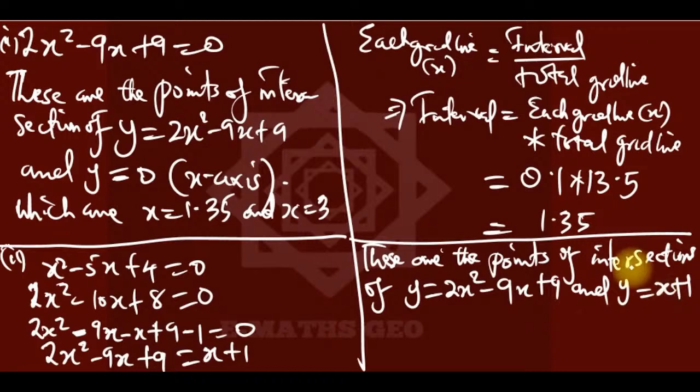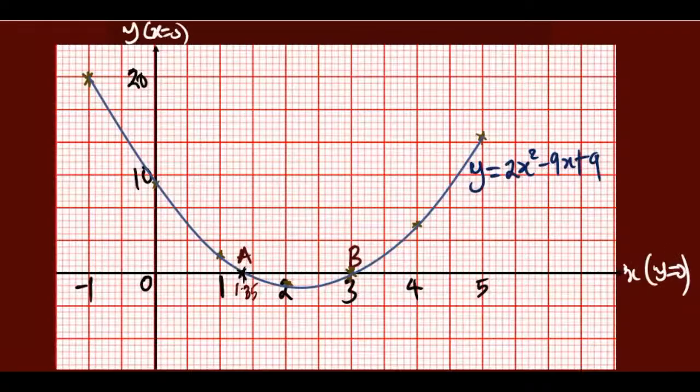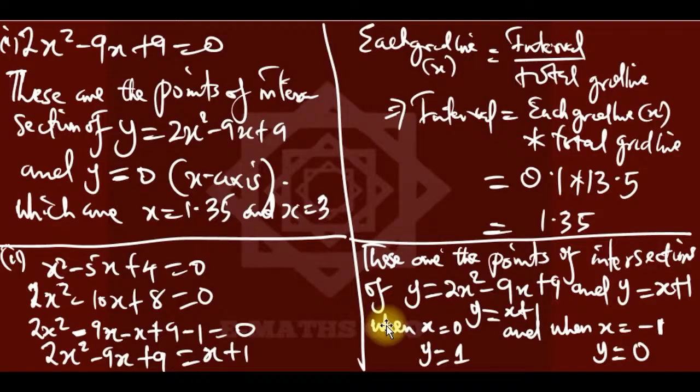So we want to get this line, that's y equal to x plus 1. So when x is 0, you see that y is 1 if you substitute. And when x is minus 1, you see that y is 0. So I think once we locate this and this, we'll get y equal to x plus 1. So let's locate when x is 0, y is 1.